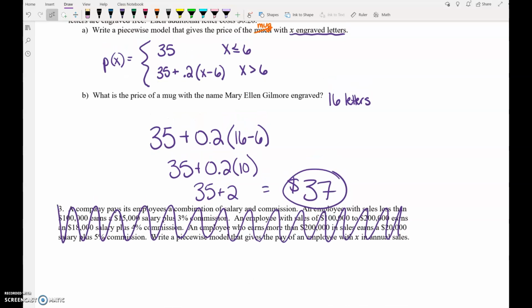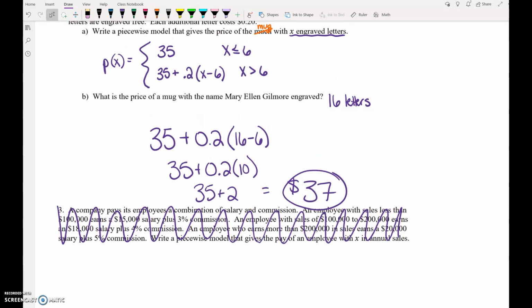Work on 2.7, worksheet B, I believe it's called. I'll be passing that out in a second.